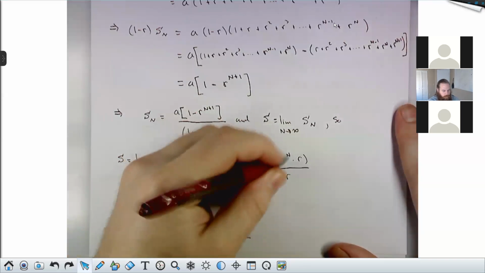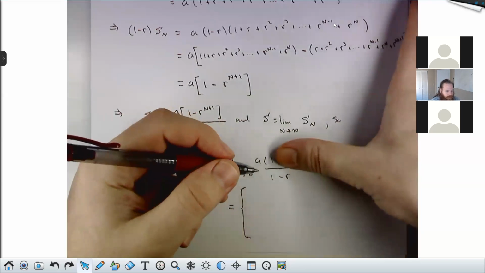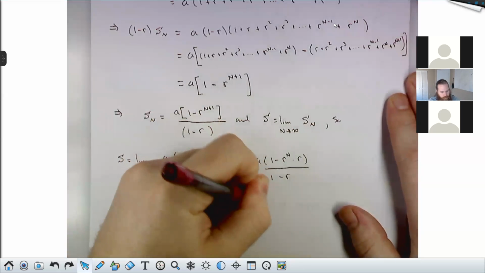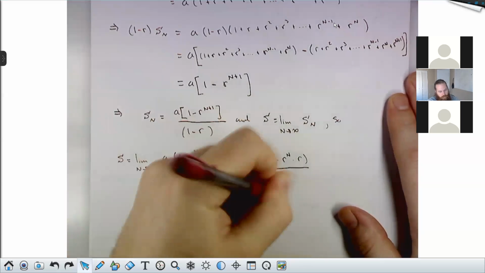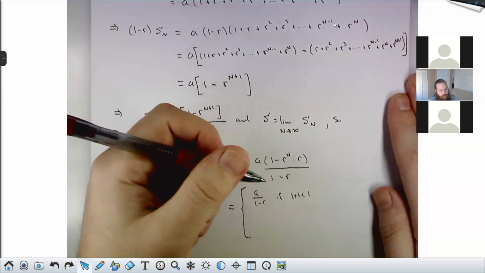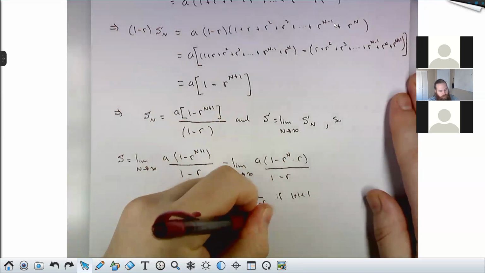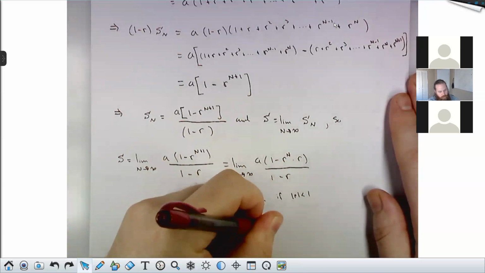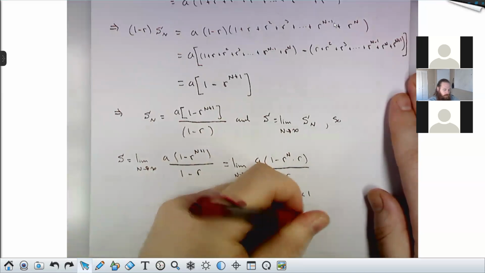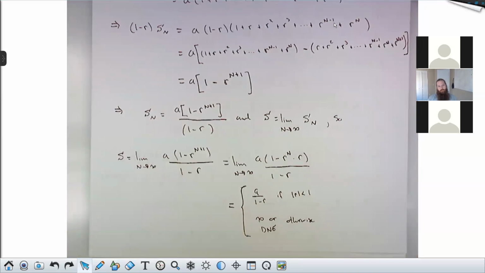So if r to the n goes to 0, then this piece is 0, and you just get a over 1 minus r, if the absolute value of r is less than 1. And the limit is infinity or DNE otherwise. And that's it, that's the proof.